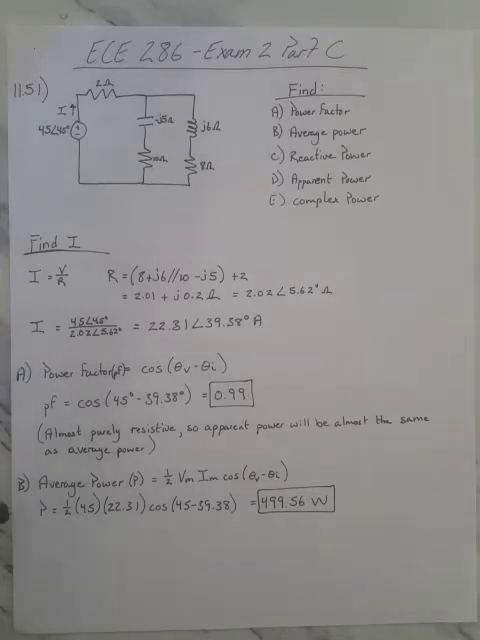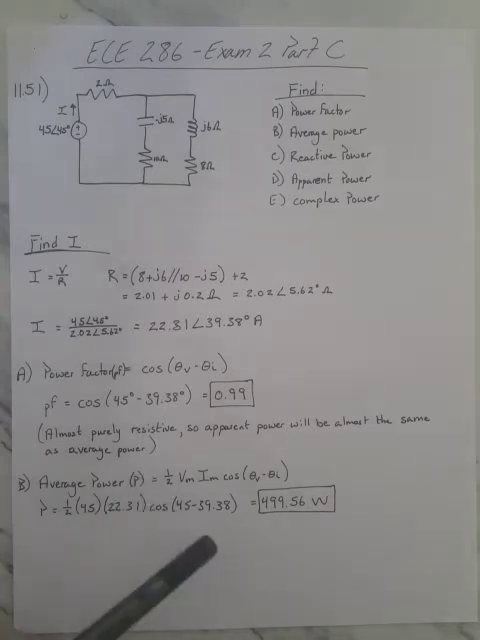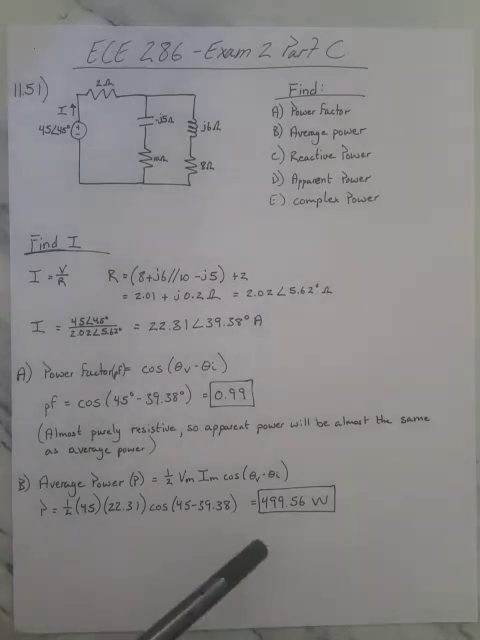So the next thing that we can calculate is the average power. The average power is the real valued power of this circuit. So we're going to use this equation here, which is half of the magnitude of the voltage and the current, and then the power factor. Plug that in, and we get 499.56 watts. We'll keep that in mind here in a little bit when we see apparent power.